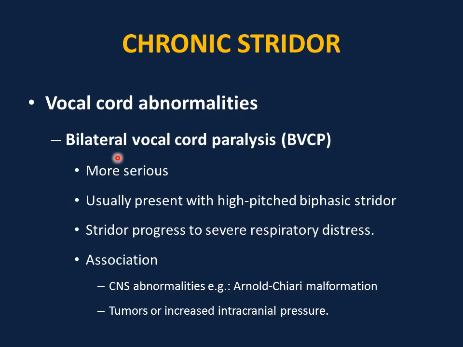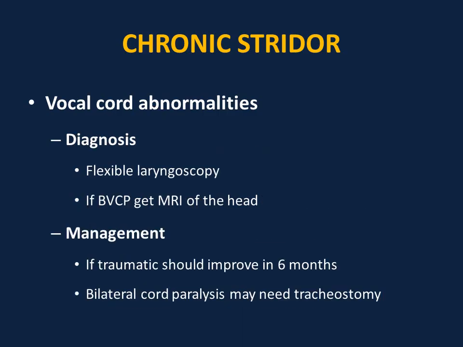Bilateral vocal cord paralysis is more serious than unilateral. It usually presents with high-pitched biphasic stridor, inspiratory and expiratory. It usually progresses to severe respiratory distress, so it is more severe than unilateral vocal cord paralysis. It is associated with other abnormalities, for example CNS abnormalities like Arnold-Chiari malformation. Very important to keep in mind, this can be associated with tumors, intracranial malignancy or intracranial mass, or increased intracranial pressure. Very important.